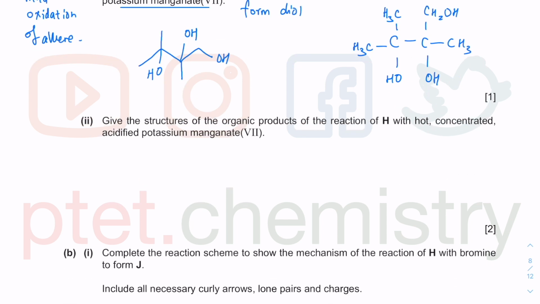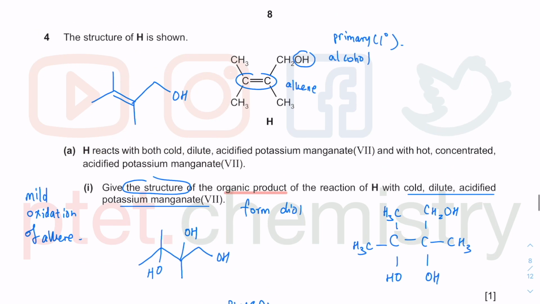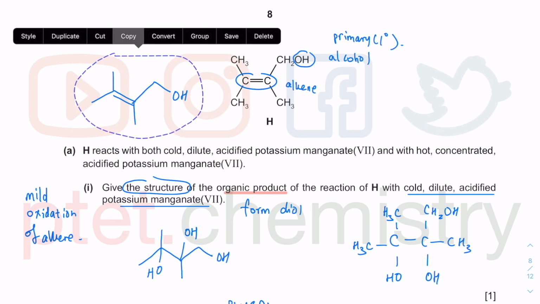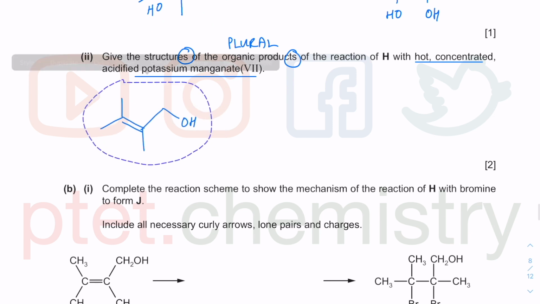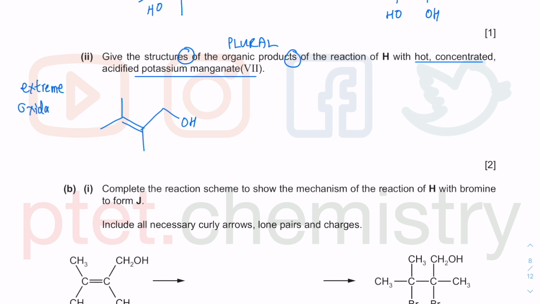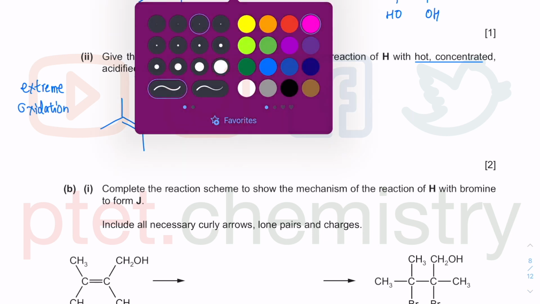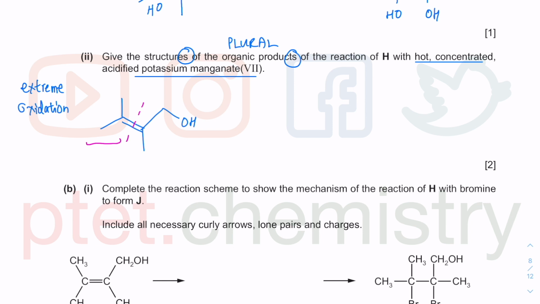The next thing, when you have hot concentrated KMnO4 and you look at structures and products, this is plural because you're going to rupture this carbon-carbon double bond. This is an extreme oxidation, so think about the conditions. It's going to break the carbon-carbon bond totally. When we break it, we need to consider this group there. It's carbon and carbon, so this is R-C-R' double bond, and that will give you a ketone.